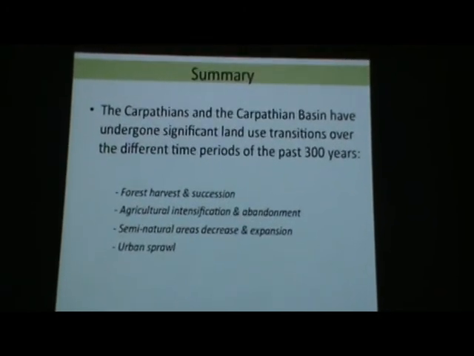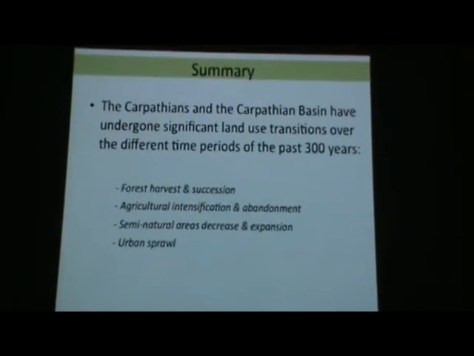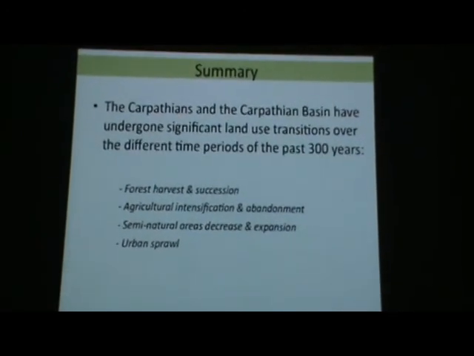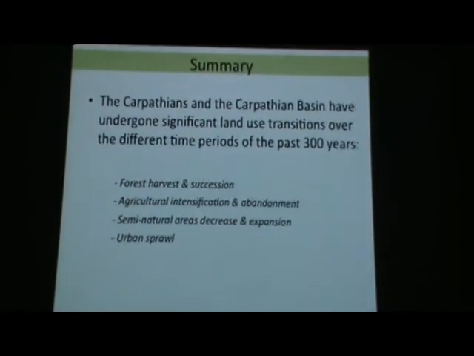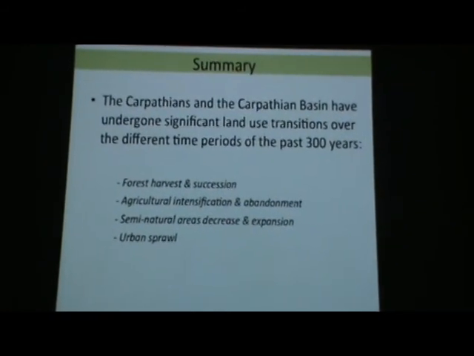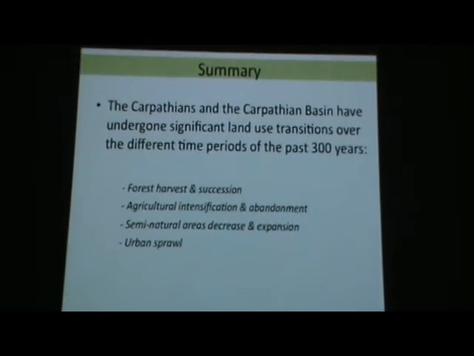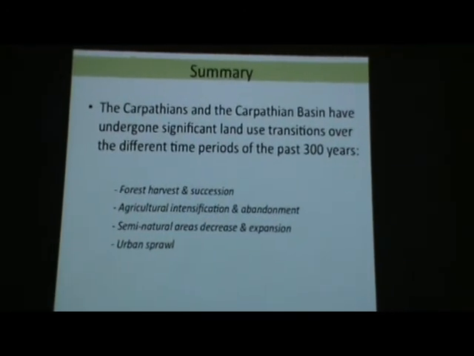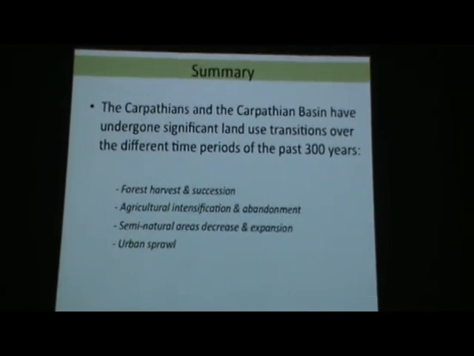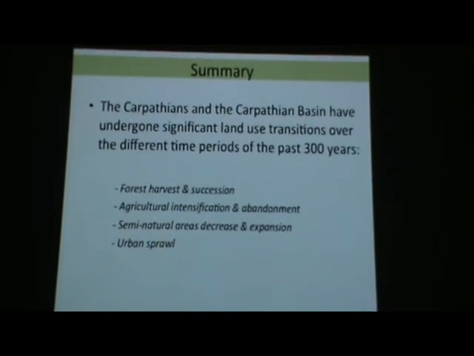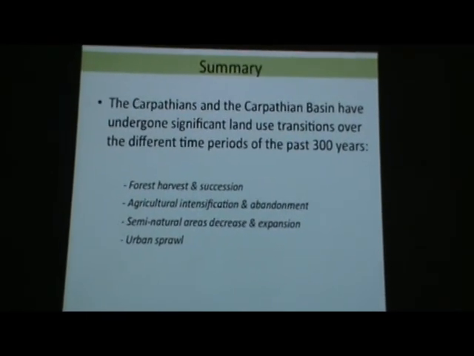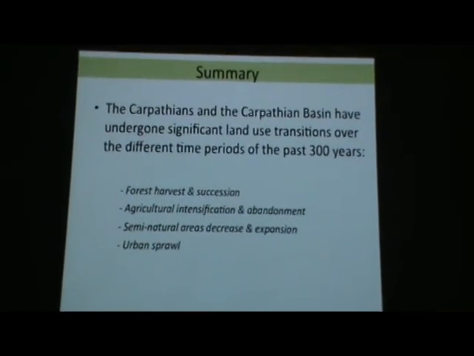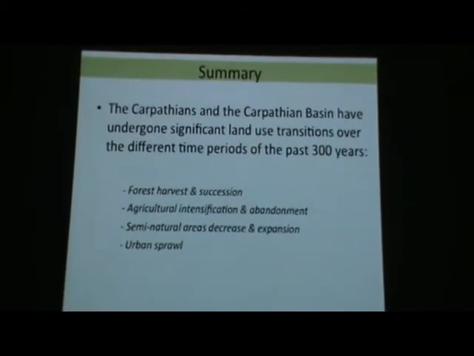And then some of the general trends. We know that the Carpathians have been going through significant land use transitions in the past 300 years, starting with strong forest harvest in the time of the Austro-Hungarian Empire, and more recently with forest succession. There's been strong agricultural intensification and extensification in the area, following more recently, due to politics and socioeconomic factors, leading to abandonment. And then the semi-natural areas have been going both through an increase and decrease, and the trend of the urban sprawl that I mentioned before.